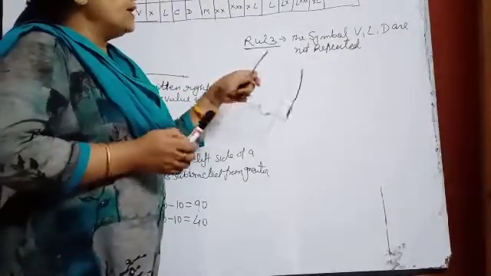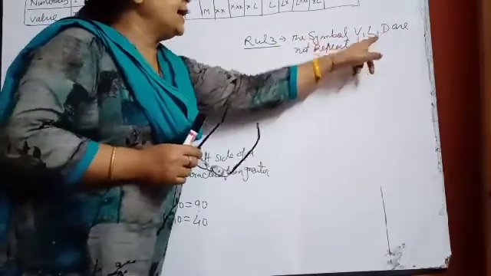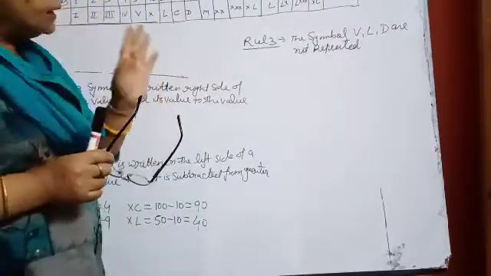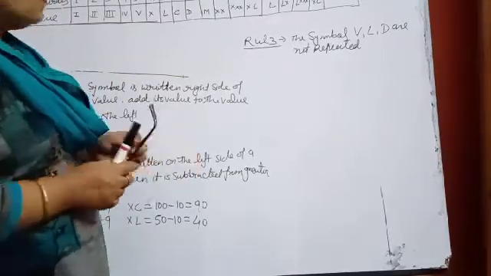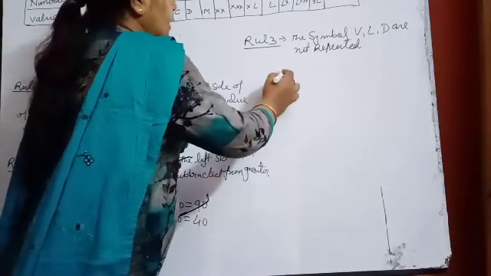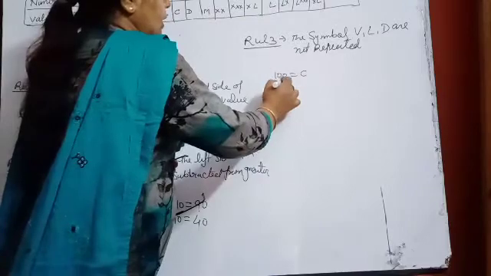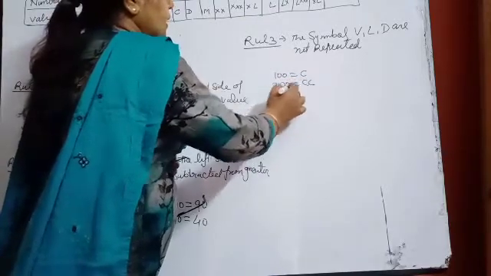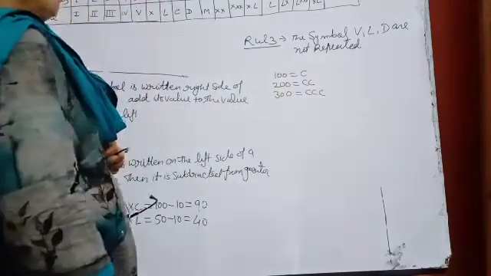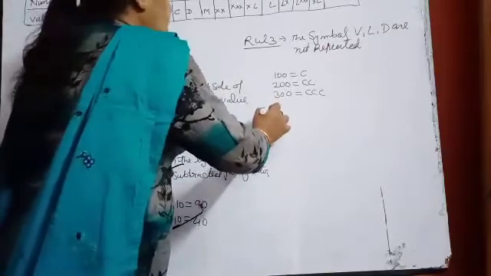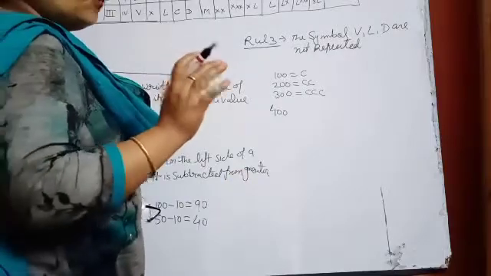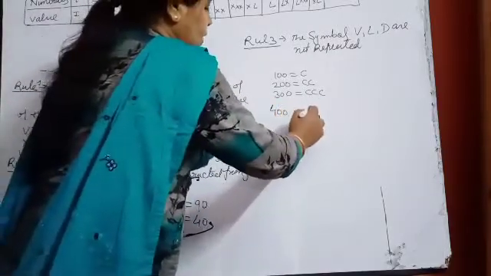Now rule 3 is there. The symbols V, L and D are never repeated. Suppose we would like to write 100. 100 we will write by C. 200 we write by CC. 300 we write by CCC. Then how will we write 400? How were we writing 4? We were writing 4 by 5 minus 1. So 400 we will write as 500 minus 100.